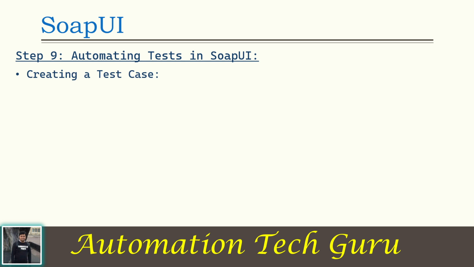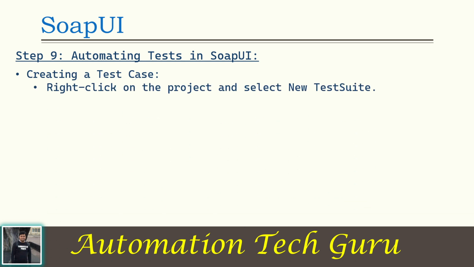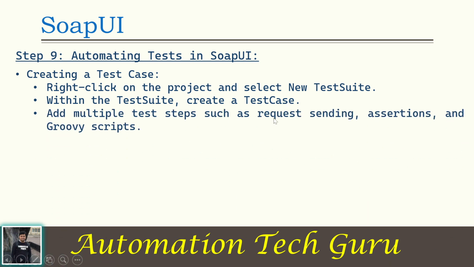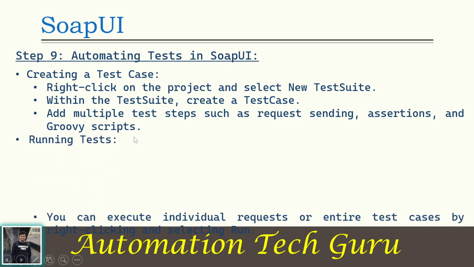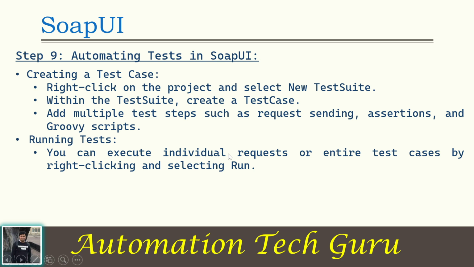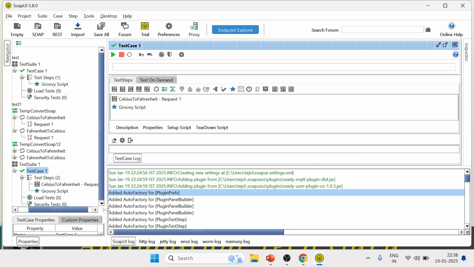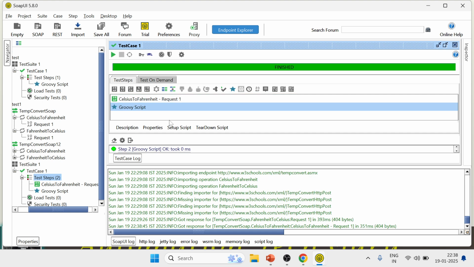Automating the test cases. So creating test case, right click on project and select the new test suite. Within the test suite, create the test case, and then add multiple test steps such as request sending, assertion, and Groovy script. Running test case, you can execute the individual test case. So if you want to run, you just need to click on it and you can run from here.